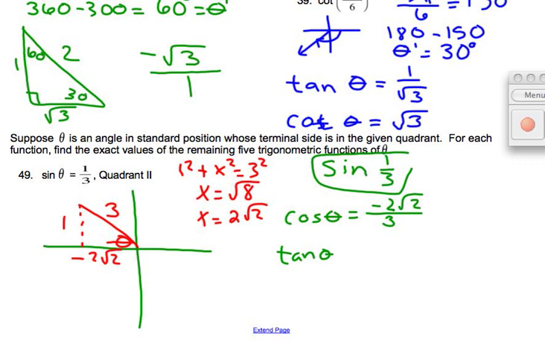Tangent of theta is the side opposite over the side adjacent. But again, we can't leave that square root of 2 in the denominator. So I'm going to multiply both the top and bottom by the square root of 2, and get the square root of 2 over 4. And don't forget it's negative. Cosecant's the reciprocal of sine. So I get to just flip it, have it 3 over 1, or 3.